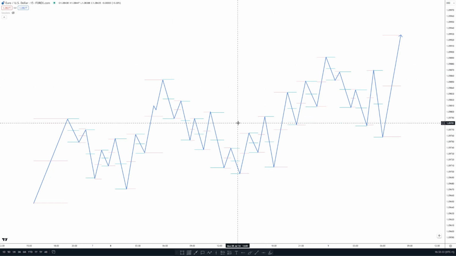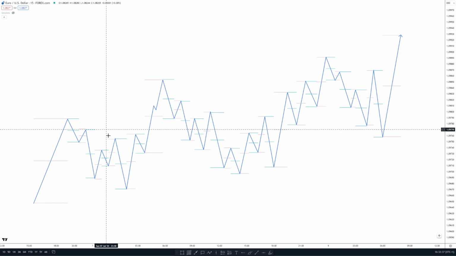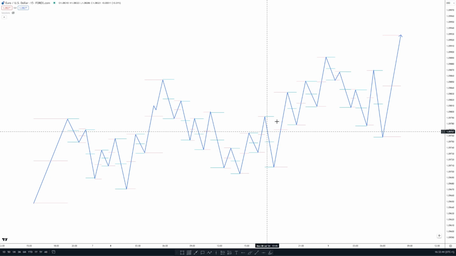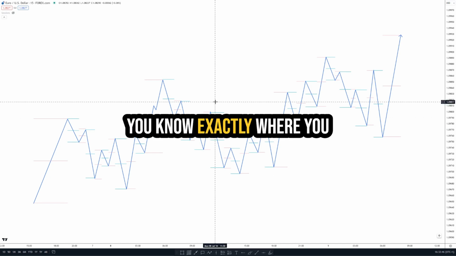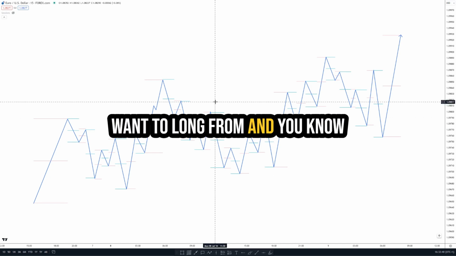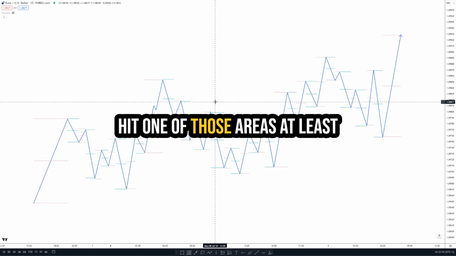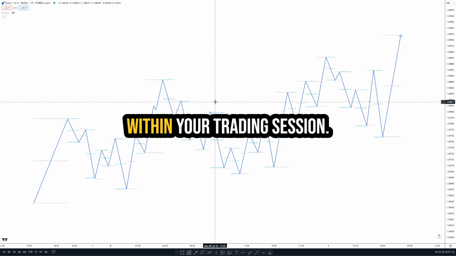And this looks a bit messy here, but when you're at the very start of a session, and it could be at any point in this, you're instantly aware of the two opposing ranges that exist, and you know exactly where you want to long from, and you know where you want to short from, and it is most likely going to hit one of those areas at least within your trading session.